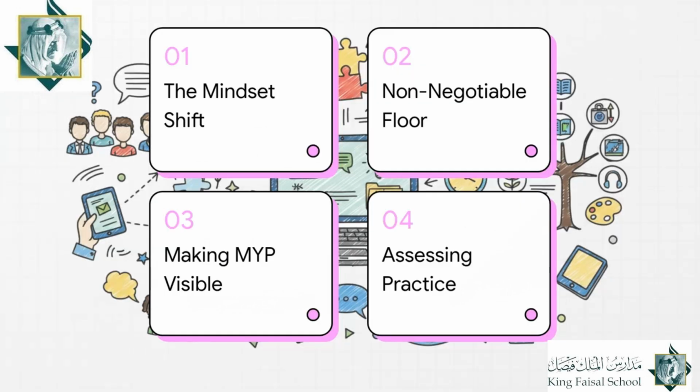So here is our roadmap for today. We'll start with step 1, the mindset shift. Then, step 2, the non-negotiable floor. Step 3, making MYP visible online. And finally, step 4, assessing your online practice. Let's get right into it.